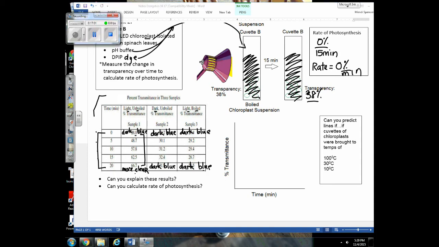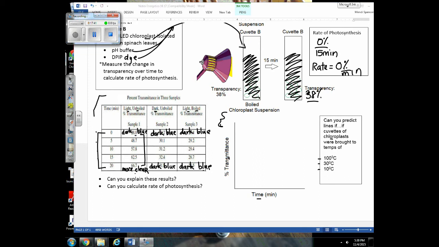Now take a second to see if you could draw some lines on this graph, and this graph is showing a change in percent transmittance over time. And let's see if you can add 3 lines that would show the rate of photosynthesis if you put some chloroplasts in a cuvette and then you heated it up to 100 degrees Celsius. You put some different chloroplasts in a cuvette and you had it at 30 degrees Celsius. And then if you cooled off the cuvette with chloroplasts to 10 degrees Celsius. So we have 3 different cuvettes in 3 different situations. See if you can draw the 3 lines on this graph.